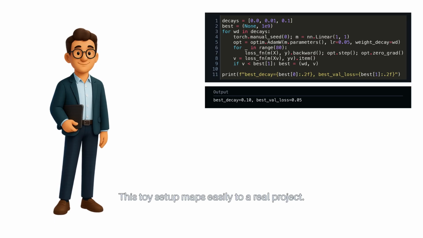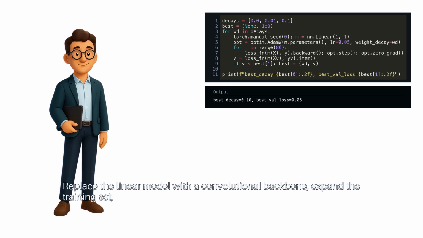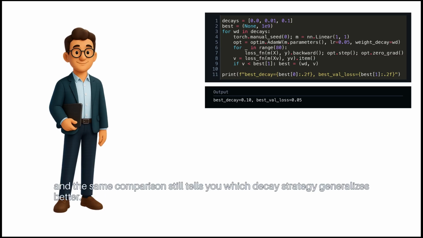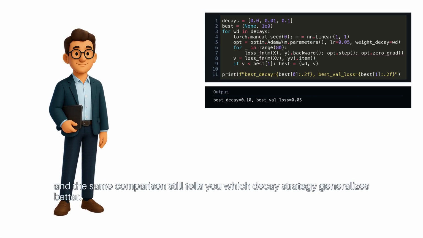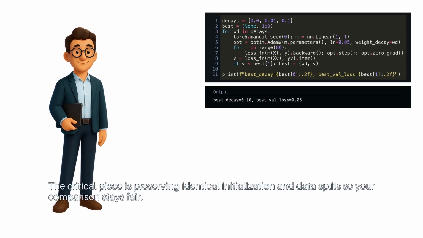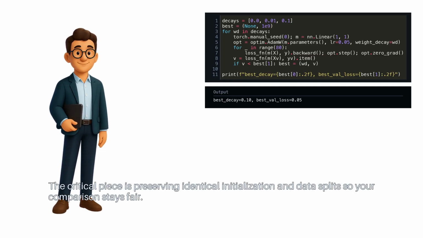This toy setup maps easily to a real project. Replace the linear model with a convolutional backbone. Expand the training set, and the same comparison still tells you which decay strategy generalizes better. The critical piece is preserving identical initialization and data splits so your comparison stays fair.